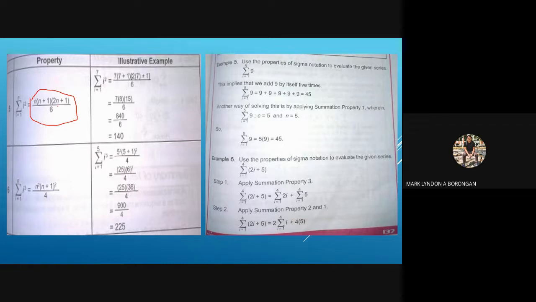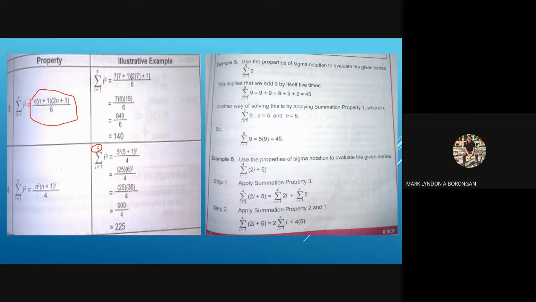So if the example is the summation of i cubed from 1 up to 5, you will just simply rewrite. You only use the upper limit, guys. Only the upper limit is the basis. So our upper limit is n, or the topmost one. Your basis in the formula is n only. So just the upper limit.